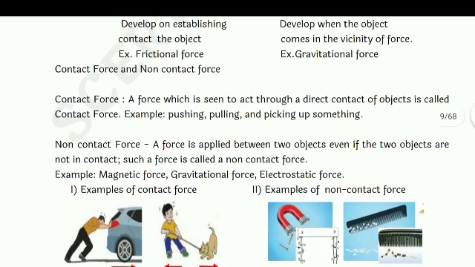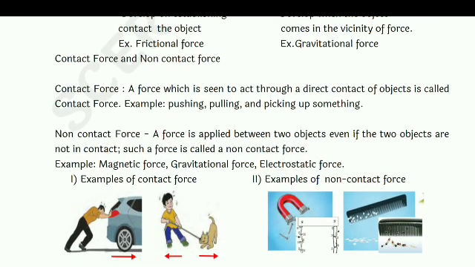The example of magnetic force: a magnet attracts nails, and nails are attracted to the magnet. Gravitational force: a coconut falling from a tree is due to gravitational force. Electrostatic force: paper being attracted to a rubbed balloon is an example of non-contact force. Pulling a car by a man is an example of contact force.